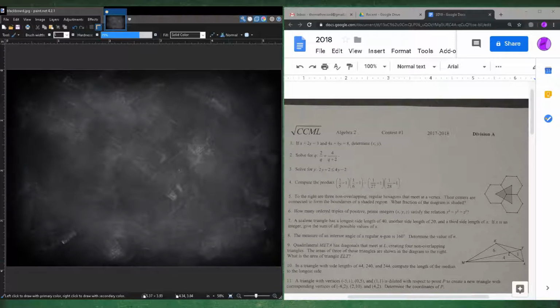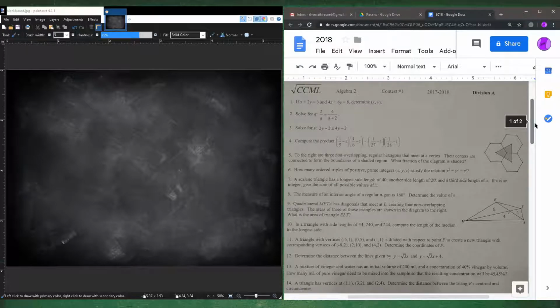So far, questions 1 through 7 are pretty simple, except for number 6, which might be a little hard, but if you see patterns, it's pretty simple. Also, number 4. 4 and 6 are basically just patterns. Okay, let's go on to the next question.